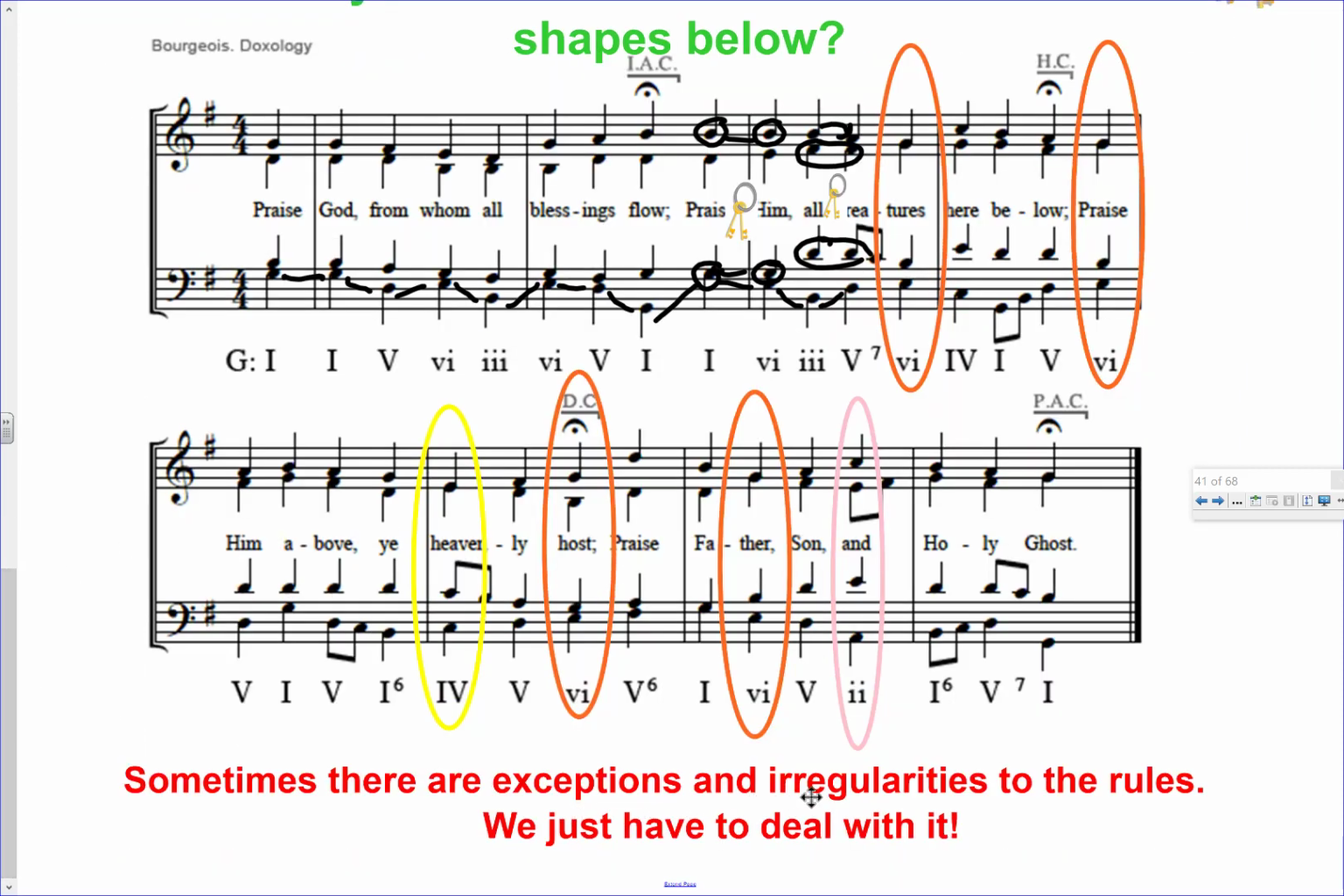Sometimes there are exceptions and irregularities to the rules, and we just kind of have to deal with it. And my guess is that there are exceptions and irregularities here because if they followed the strict guidelines, then they may perhaps be breaking an even more egregious rule, such as parallel fifths or parallel octaves.